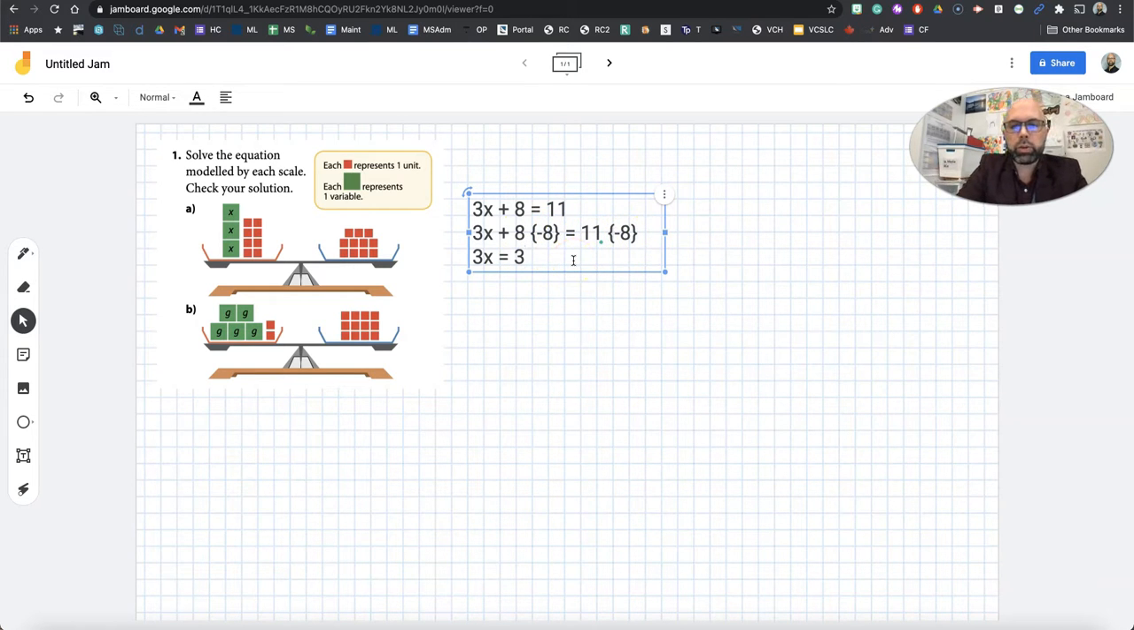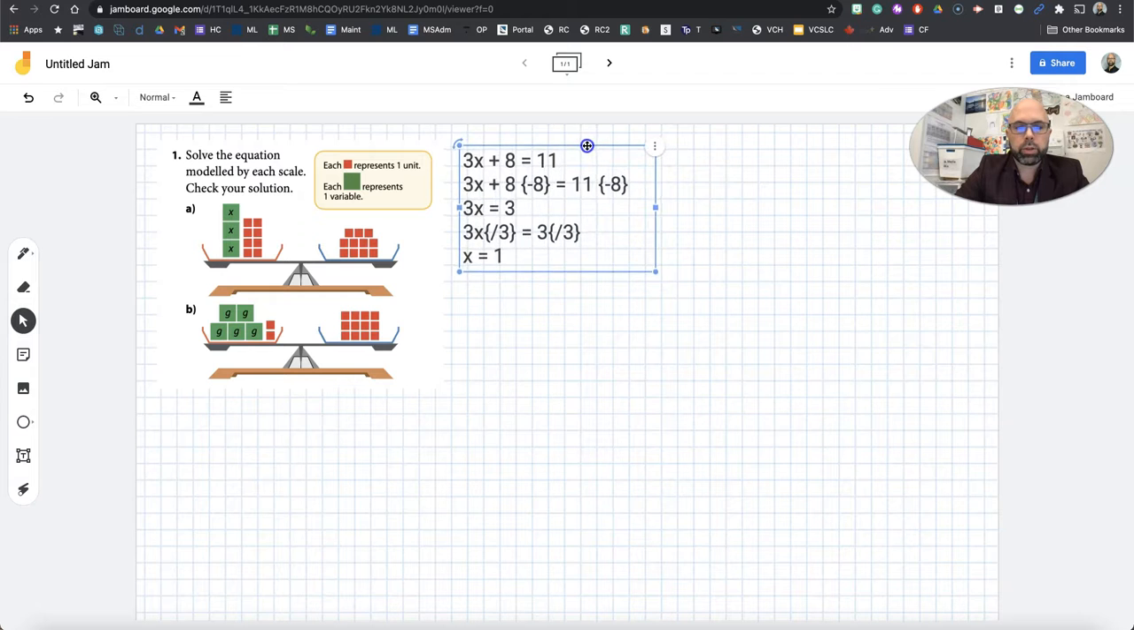Okay, so how do we isolate x? We can do that by dividing both sides by 3. So 3x divided by 3, and I'll show that in squigglies again, divided by 3. That's to show that this is what I'm doing to both sides. 3 divided by 3. So 3x divided by 3 is x, and 3 divided by 3 is 1. That's your solution for A.